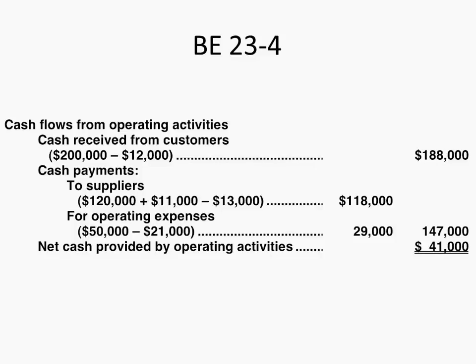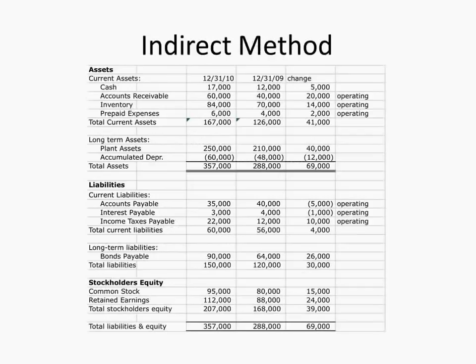So we did the O, we didn't do the I or the F, because we're not worrying about that right now because they're the same under both methods. I'm focusing on highlighting the differences now. We just went over the direct method. Now I'm going to go through the indirect method and how it's different. Okay? So let's take a look here.